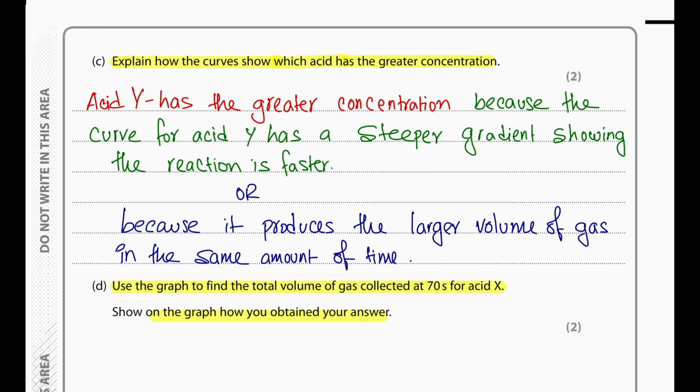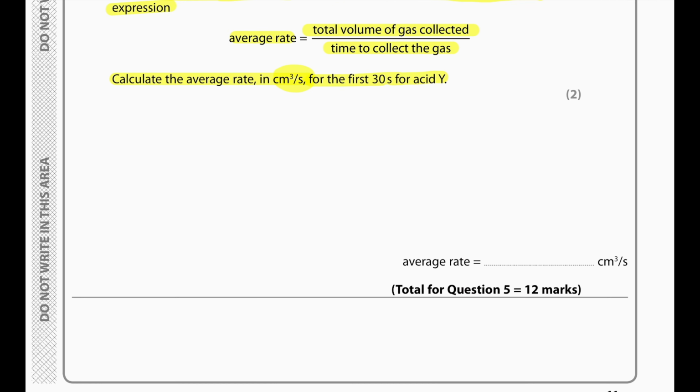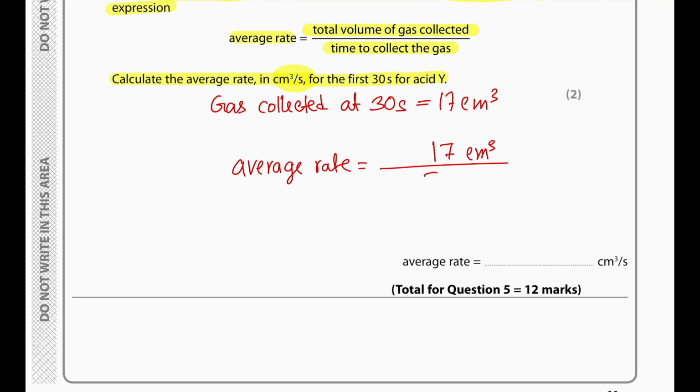For acid Y, for the first 30 seconds, the volume of gas collected is 17 cm³. So we're going to divide the 17 by 30 to get 0.57 cm³ per second as an answer.